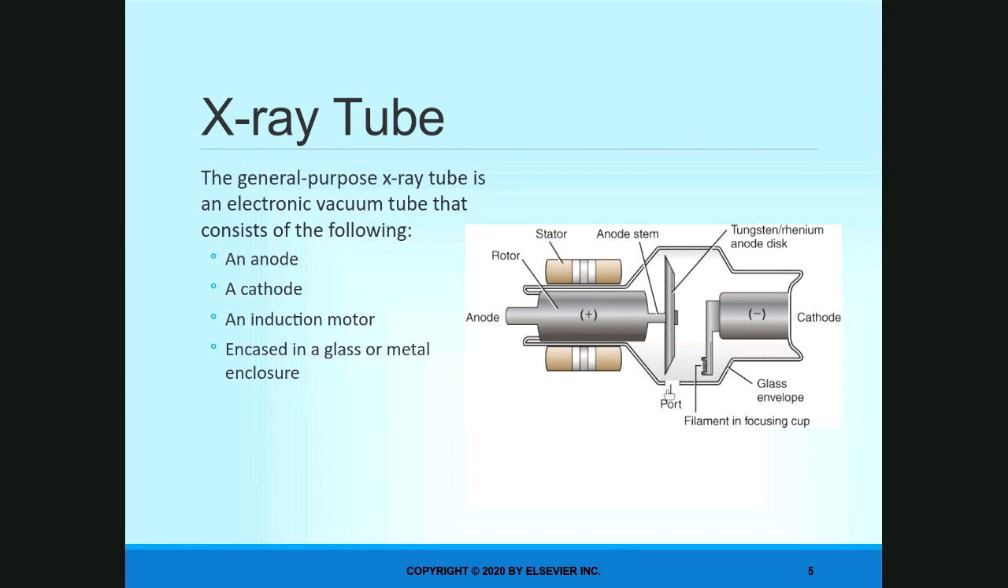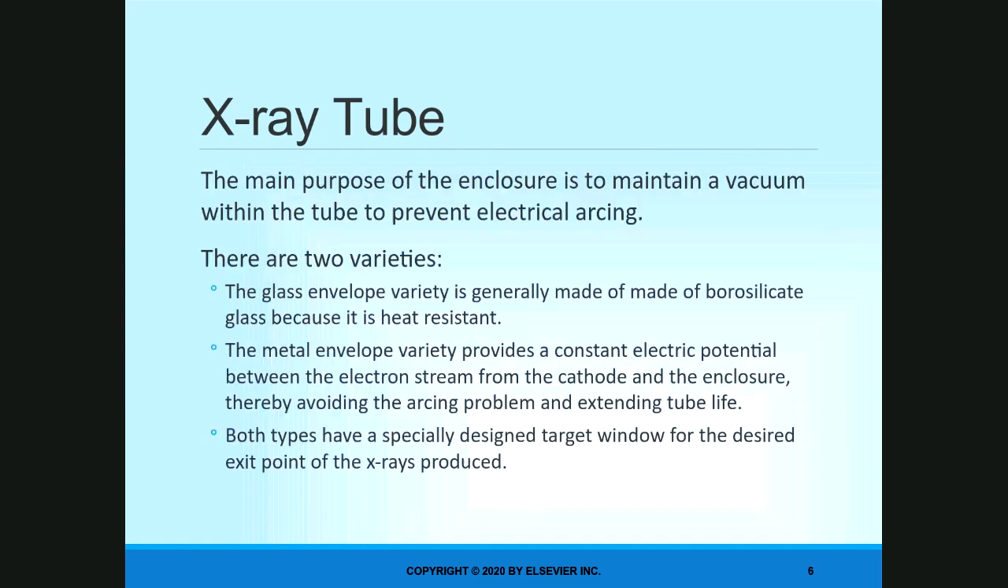But the metal enclosures, they tell us, the metal enclosure provides a constant electric potential between the electron stream from the cathode and the enclosure, so you don't have the problem that you have with the glass tubes and the arcing. So metal tubes actually last a bit longer than a glass tube. And I believe the only difference is truly that the metal enclosures are a little bit more expensive than the glass enclosures.